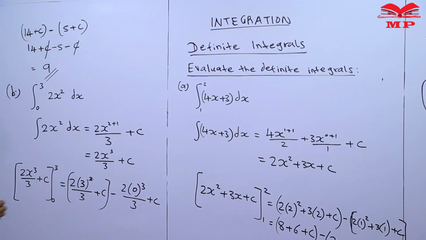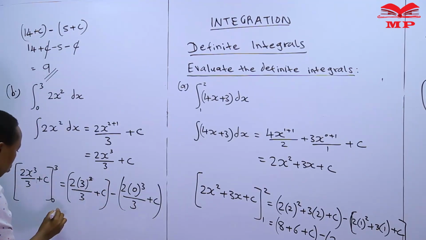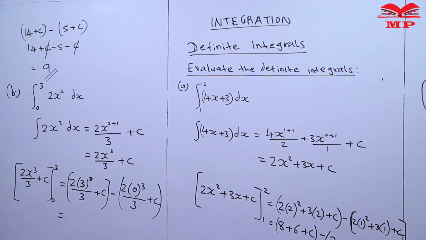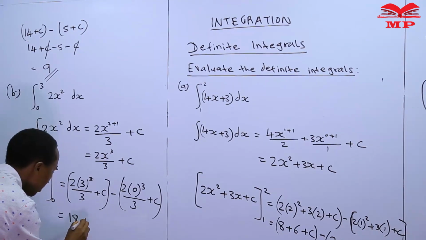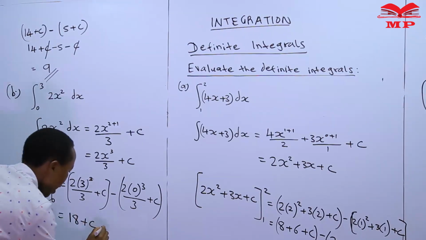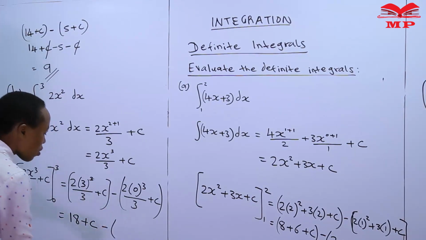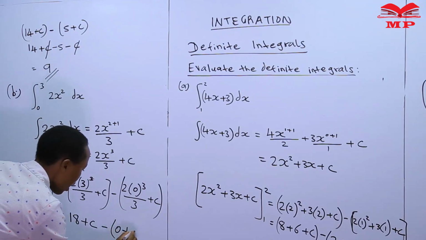So we solve that. We are going to have 3 raised to power 3, that is 27. Then we have 27 times 2, then divide by 3. So we have 54 divided by 3, that is equal to 18. So we have 18 plus c, then minus into bracket, this is 0 over 3, 0. So we have 0 plus c.